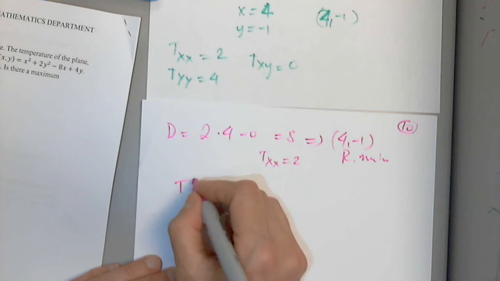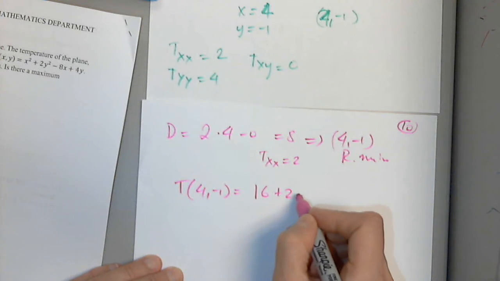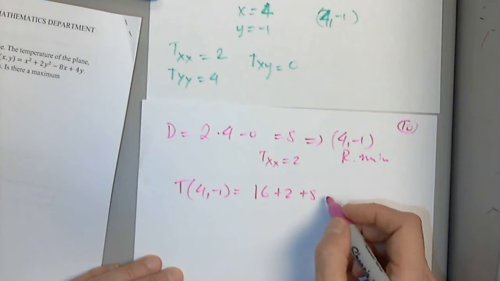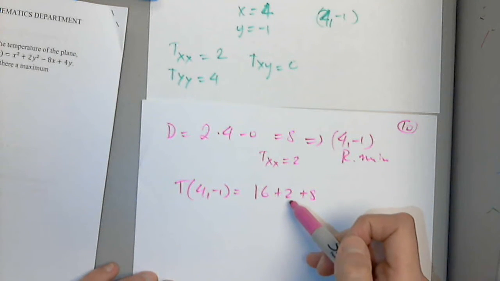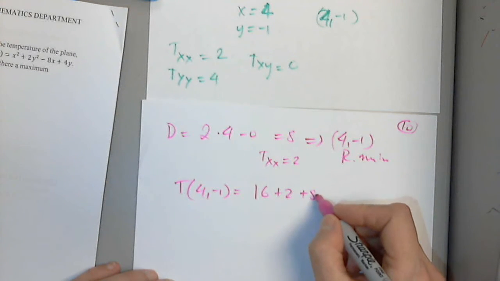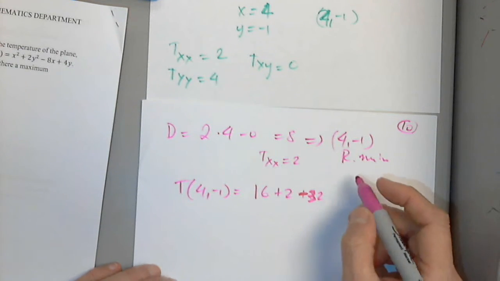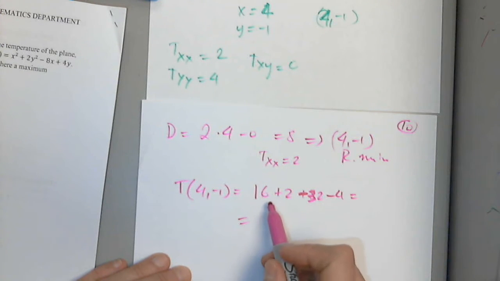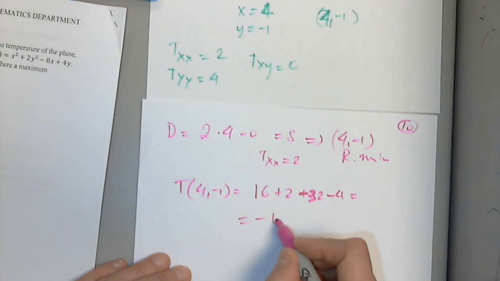Now if I want to determine t at 4 comma -1, I will find 16 plus 2 plus 8. No. So it's 4, right? 16 and -2. So this is -32, right? And then -4. So this is -16, and -2 is -18.